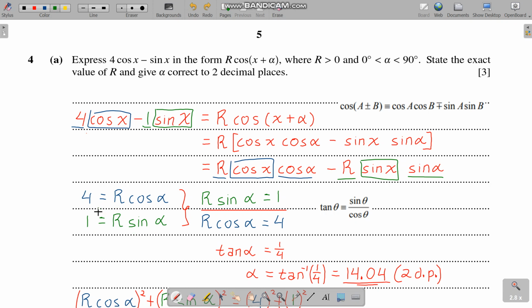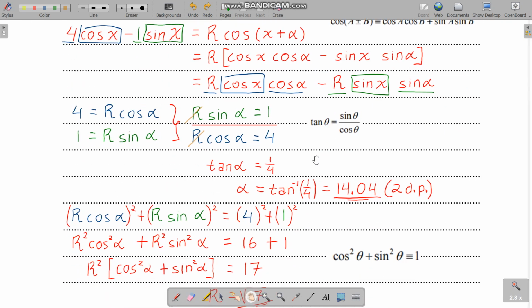And then we divide both equations. Sine over cos, so R divided by R cancel out. Sine over cos, using this MF19 formula, becomes tangent. So we have alpha, which is inverse tangent of 1 over 1. Using a calculator we get this to 2 dp in radians.